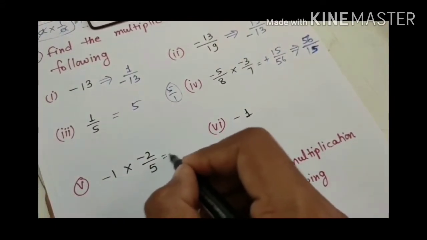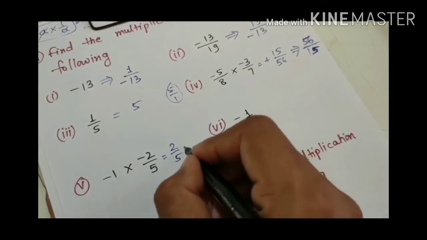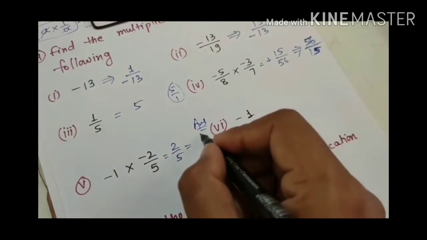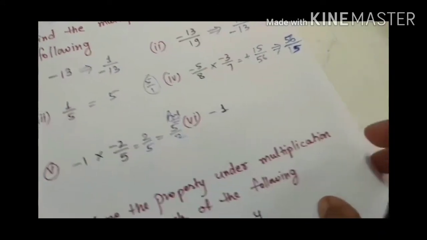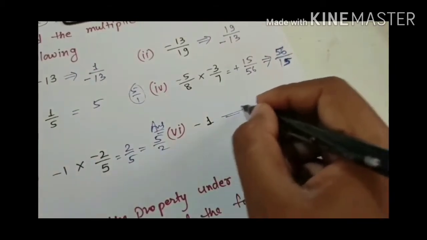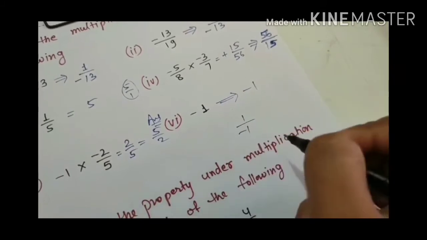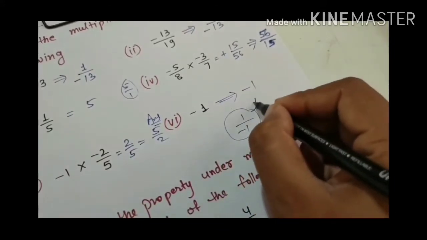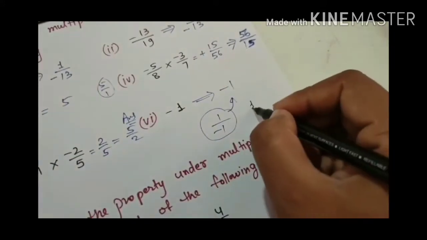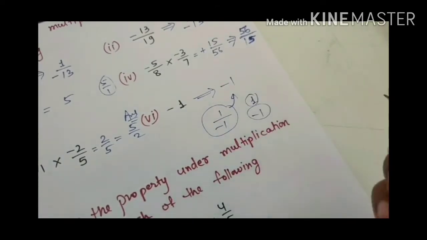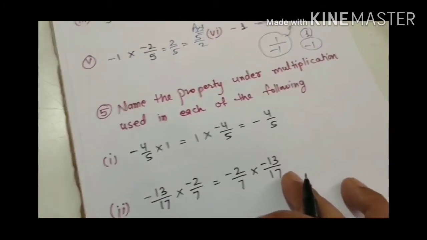Okay, here also the simplification, minus minus plus, 2 1 is 2, 5. The reciprocal of the number is 5 by 2. Here minus 1. Same thing, very simple. You can write one by one, then also the value will be minus 1. Okay, 1 and minus 1 are the same number, the multiplicative inverse will never change.